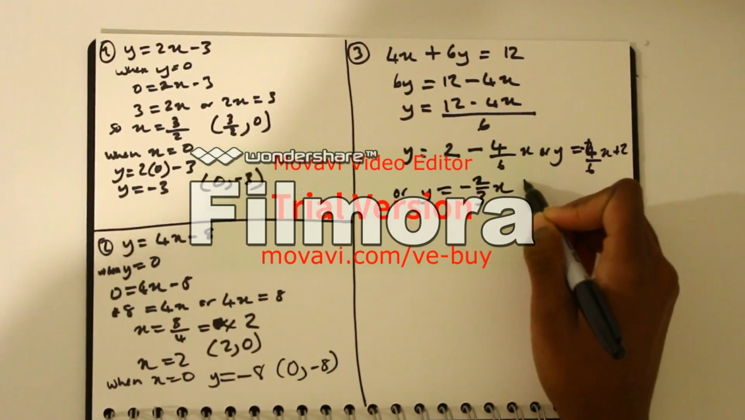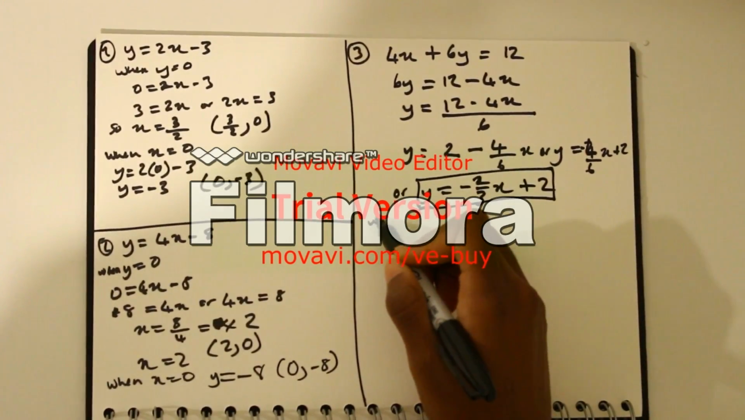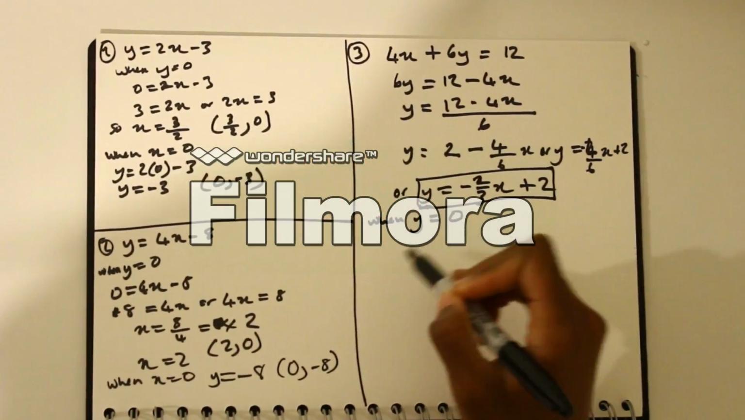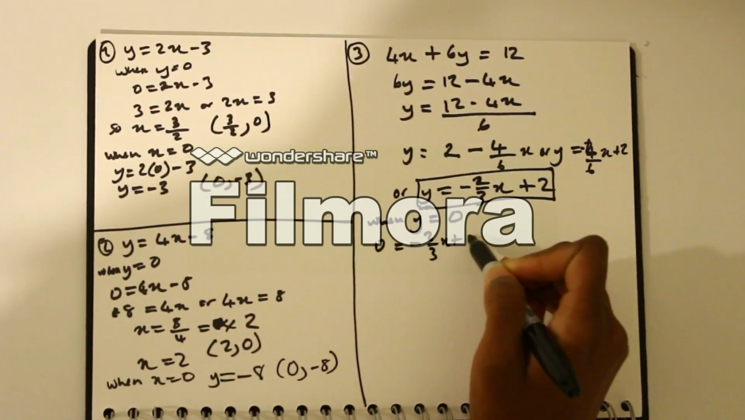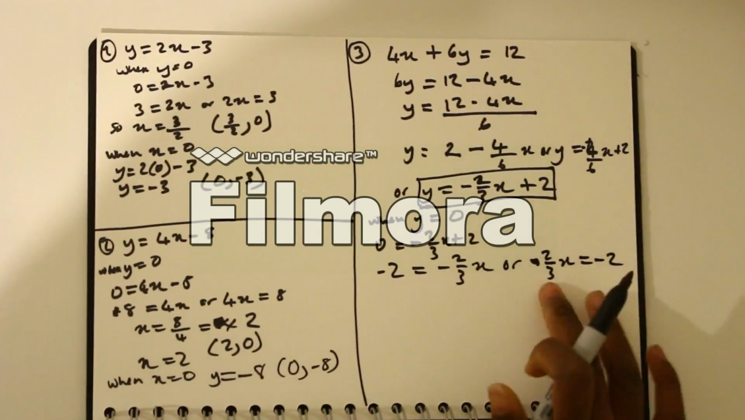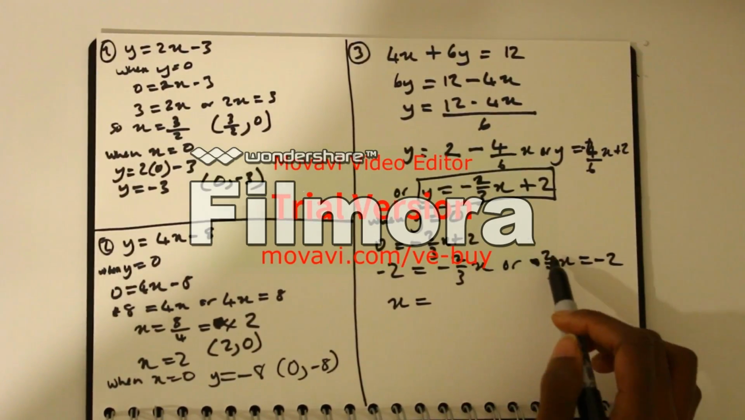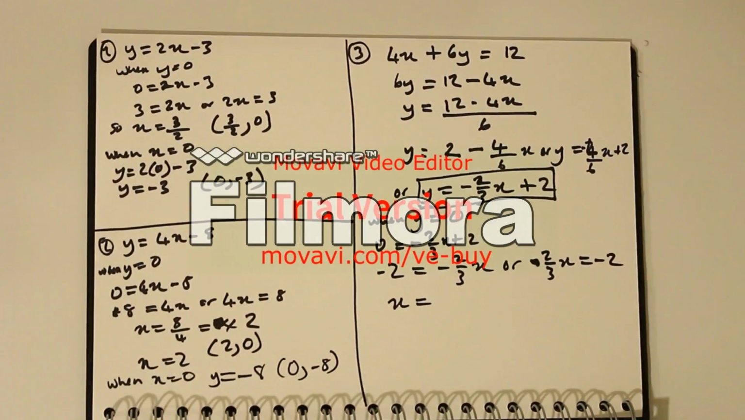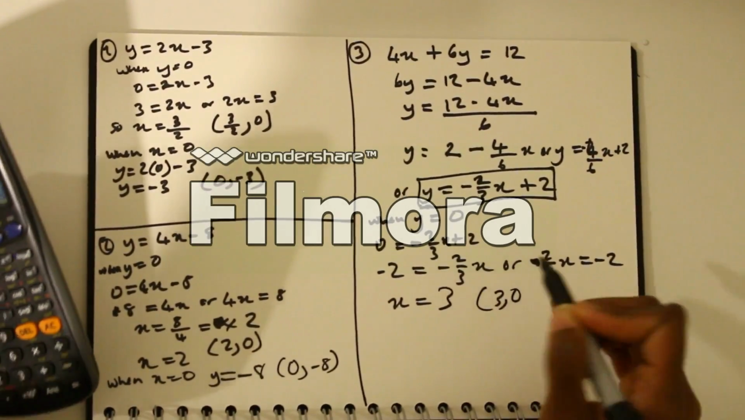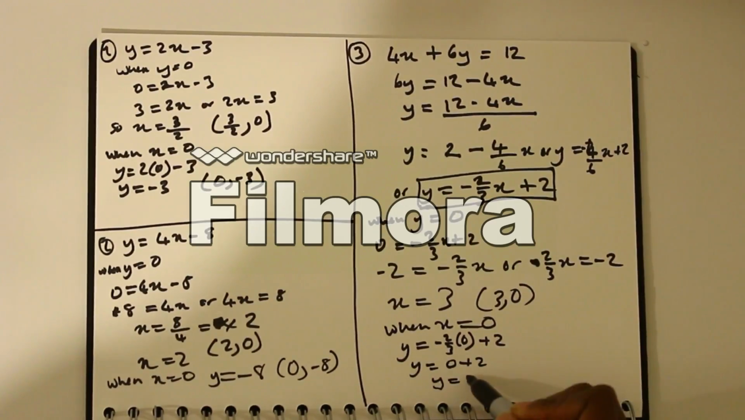Now that we've done that, we can do exactly the same thing as the previous questions. So when y equals 0, substitute the 0 into the equation. So 0 equals minus 2 over 3x plus 2, which gives us x equals 3. And after that, you can find the y-intercept by saying when x equals 0. So when x equals 0, y equals plus 2.